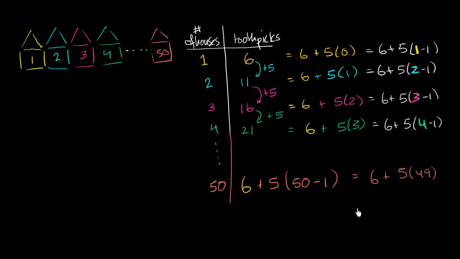So 6 plus 245 is equal to 251 sticks. And what's really neat about this pattern we just came up with is you could use it to figure out how many sticks you would need for 1 million of these little toothpick townhouses.